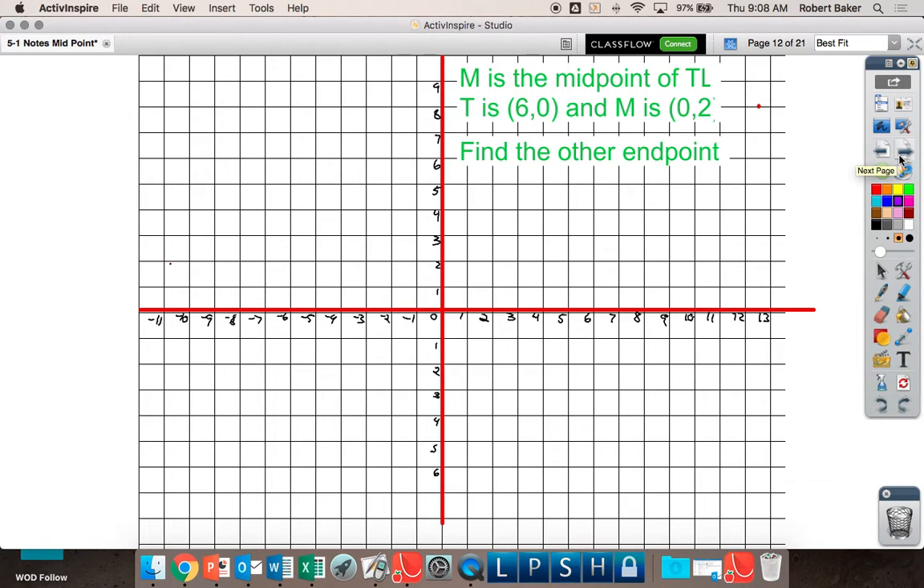So I offer you a different way, the way you will see it on your test. I give it to you on a graph. It says T is at 6, 0, over 6, up 0. Here's where T is. M is 0, 2, right here. So I have half of a line. My other piece should be somewhere over there, because it goes from T to M and beyond to get to TL. So if I count up 2, over 1, 2, 3, 4, 5, 6. I went up 2 over 6. I will repeat the same exact steps. Up 2, over 1, 2, 3, 4, 5, 6. That's where L is.